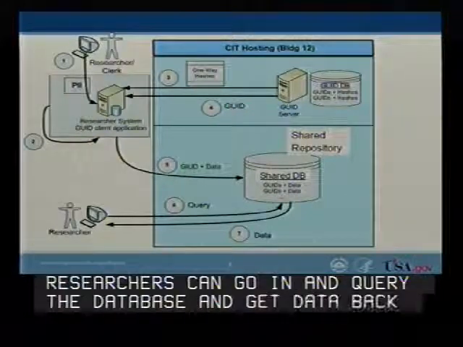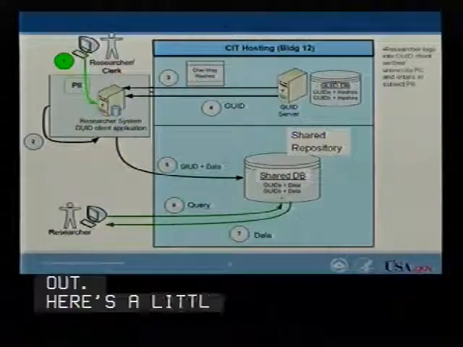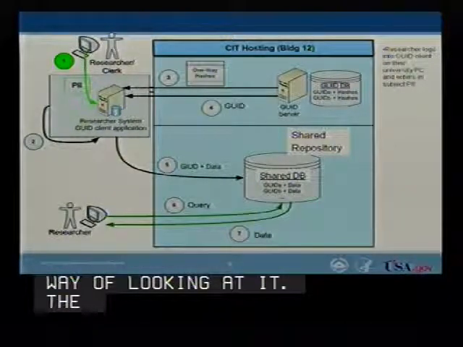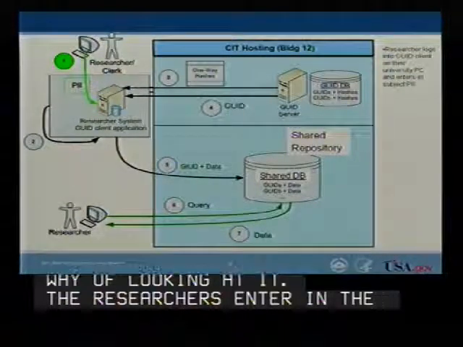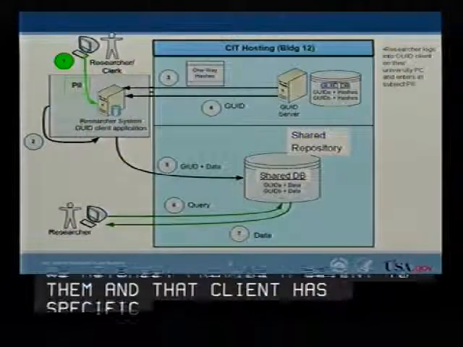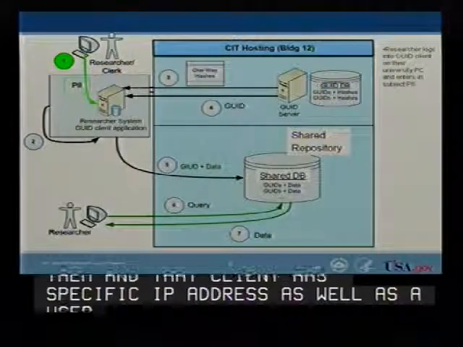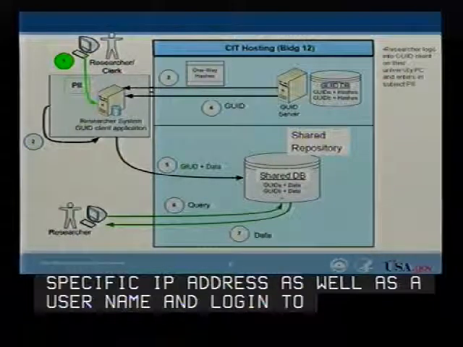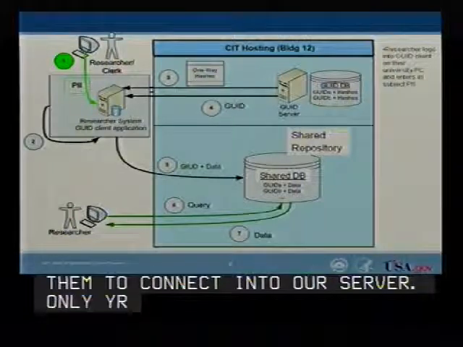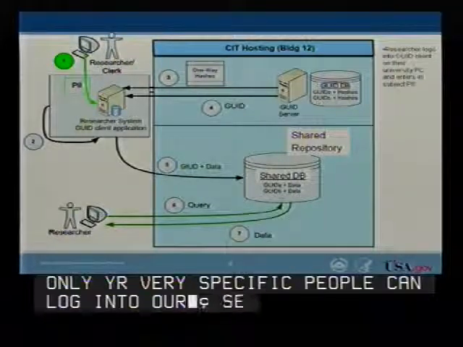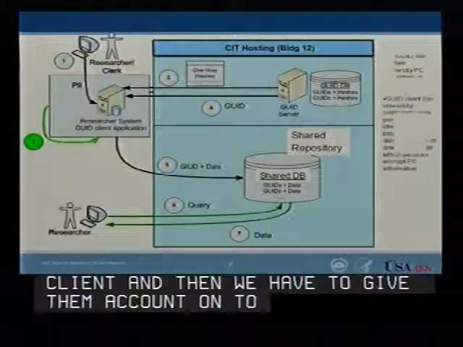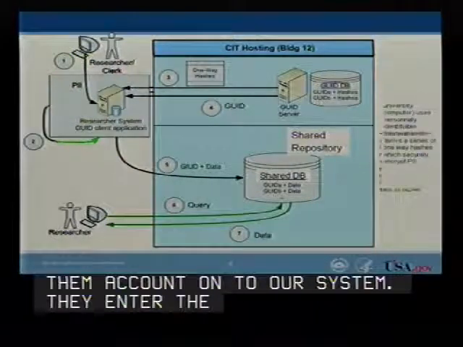So here's a little bit different way of looking at it. The researchers enter in the personally identifiable information. We actually provide a client to them, and that client has a specific IP address as well as a username login to allow them to connect into our server. So only very specific people can log into our server. First, they have to be given a client that is tied to their IP, and then we have to give them an account onto our system. They enter the PII in. It goes through a hash process.